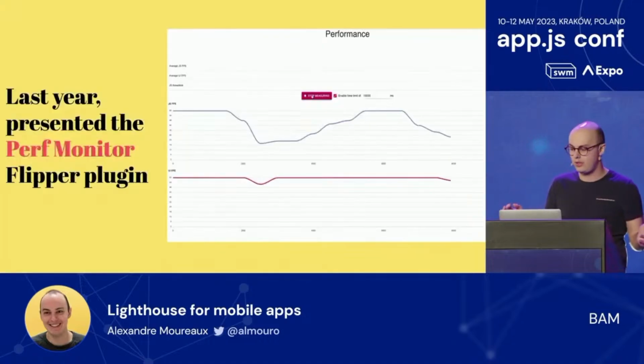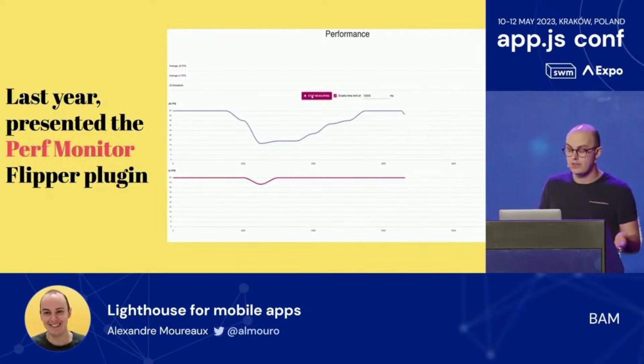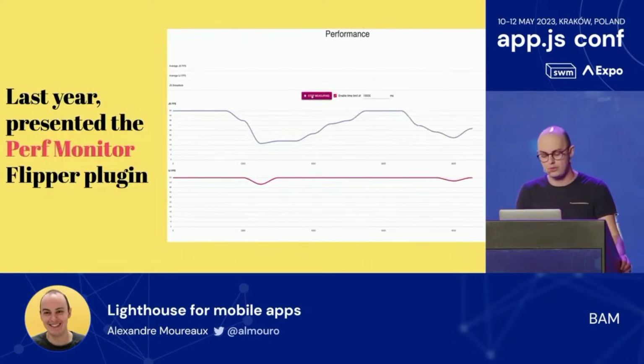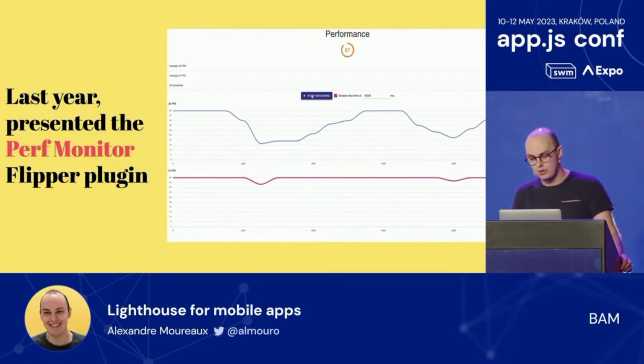And if you were here last year, you know that I presented the Performance Monitor Flipper plugin that takes both of these into account, JS and UI, and at the end of it, gives you a performance score for what you're doing in the app when you were measuring. I think this was already pretty cool, and we got a lot of nice feedback on it.